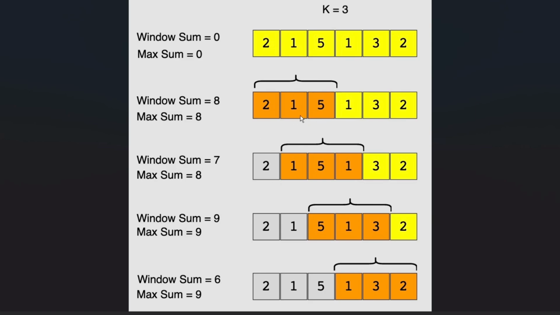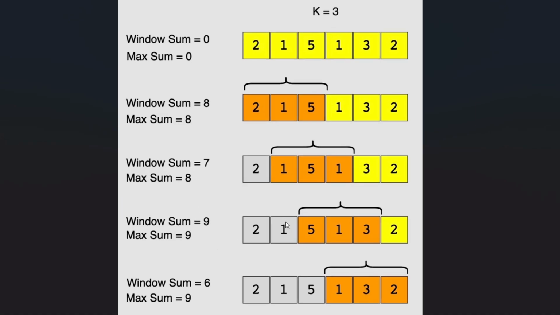We add this element 1 and we subtract 2. We get a maximum sum of 8 because the maximum sum in all the iterations until now is 8, and the window sum for this particular iteration is 7. Then we subtract 1 and add 3 to the sliding window, and we get the maximum sum as 9. In the last iteration, we subtract 5 and add 2. So the window sum is 6 and the maximum sum is 9.